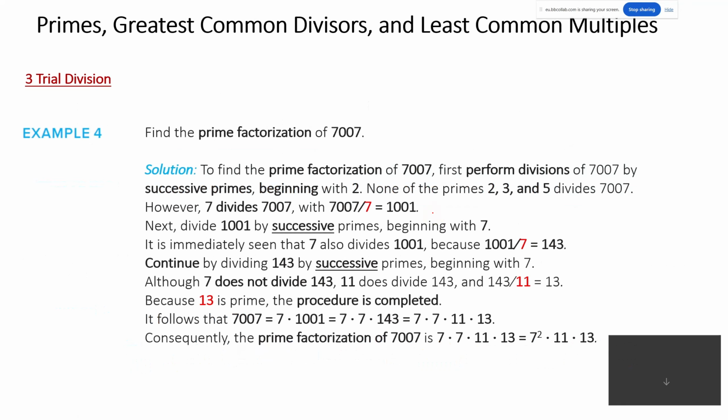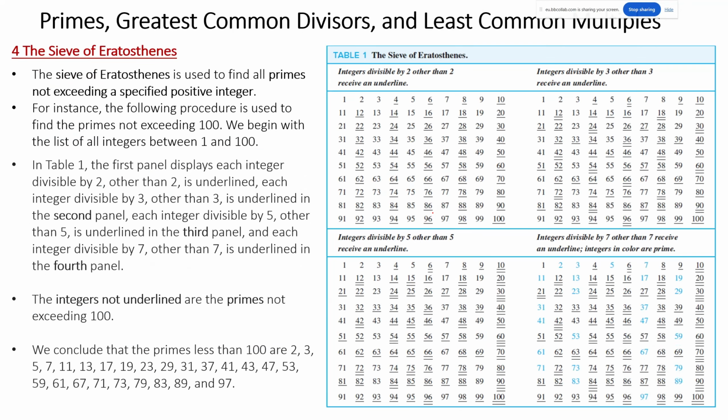And then the last thing we've seen is the sieve of Eratosthenes, which is just if you'd like to find the prime numbers smaller than or equal to some specific positive integer, all we have to do is to list the numbers from 1 to that specific integer, and then we just remove the ones that are divisible.